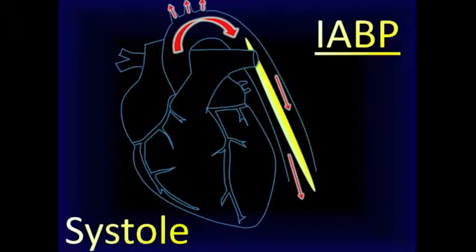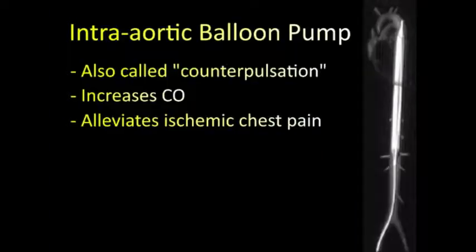And why is all this important? It's important because these actions combine to decrease myocardial oxygen demand and increase myocardial oxygen supply. Intra-aortic balloon pump therapy is often referred to as counterpulsation, which seems appropriately termed because the balloon inflates during diastole when the heart is relaxing, and in contrast, the balloon deflates during systole when the heart is contracting. IABP counterpulsation increases cardiac output.